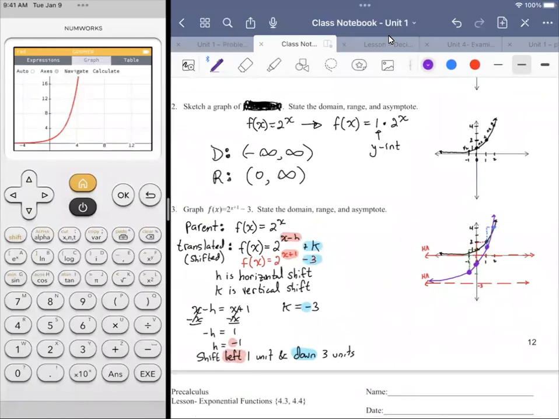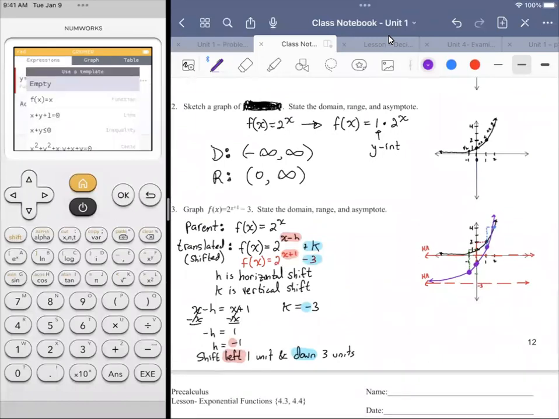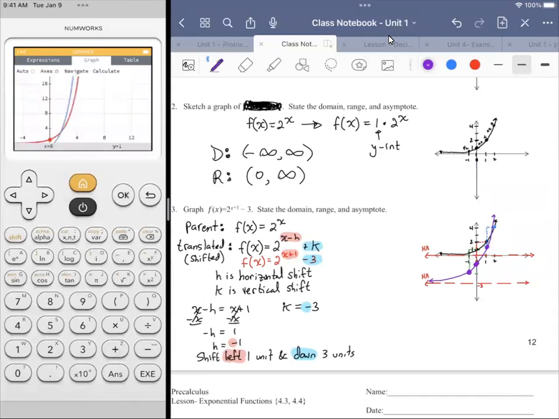That being said, I'm going to pop it right into a calculator and really show you, because my diagram abilities are, as you can see, extraordinary. So 2 raised to the x plus 1 minus 3. All right. So red is my parent function, at least on the NumWorks, and blue is my transformed function. So let's take a look.